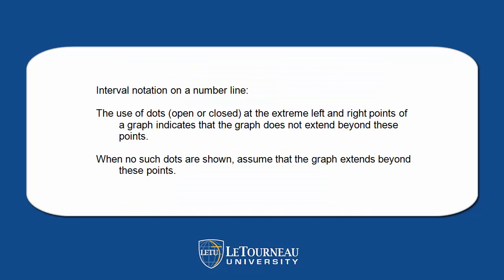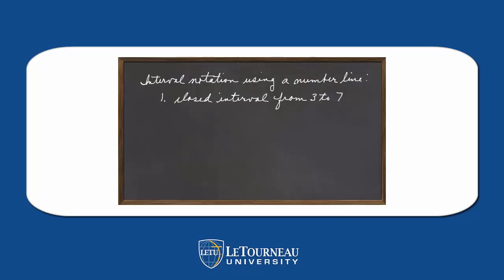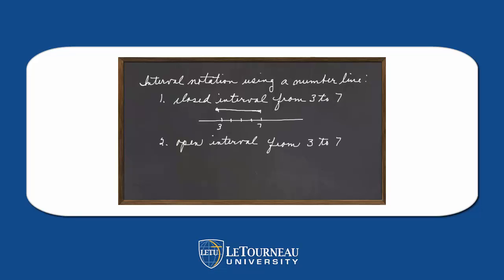Right, we have interval notation on a number line. We use dots, either open or closed, at the extreme left and right points of a graph. If no such dots are shown, assume that the graph extends beyond these points. So let's look at some examples. If we go from 3 to 7, we'll just number this off for 3 to 7, and we want it to be closed. So we have closed dots.